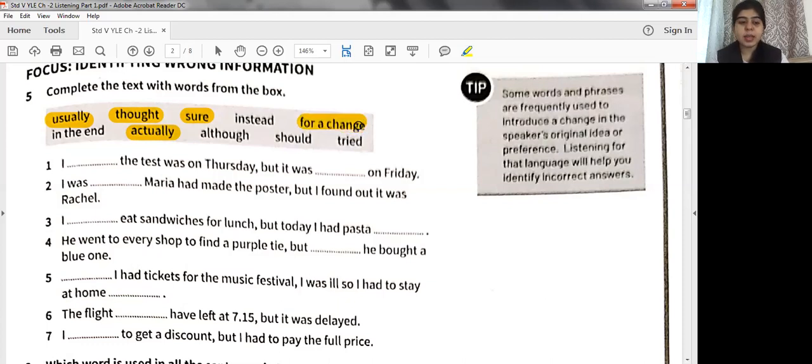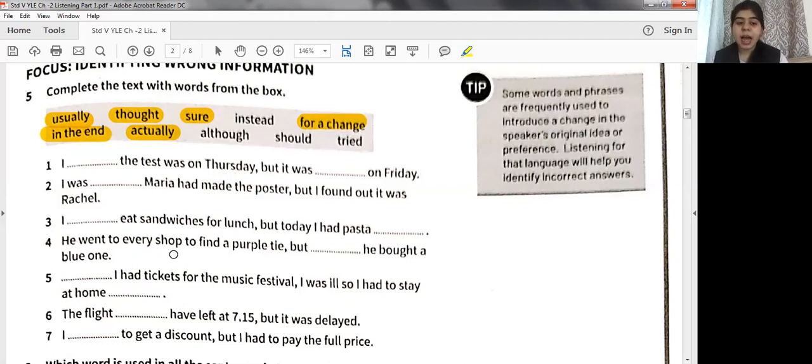Fourth one, students. He went to every shop to find a purple tie, but dash he bought a blue one. Though he searched for a purple tie, in the end, what did he get, students? He got the blue tie. So the answer is in the end. If it is not fitting over here, students, you can write it over here, but be neat in your work.